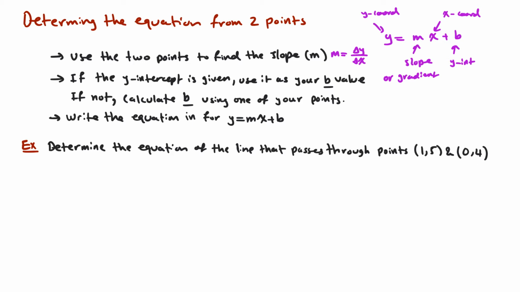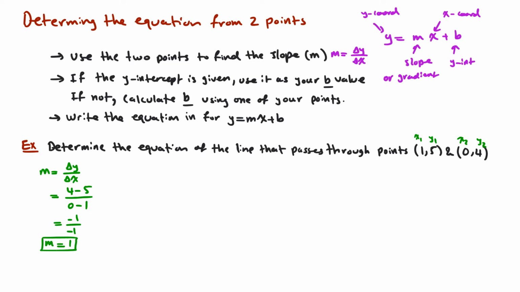Now, our first step is to find the slope of the line. So looking at our points, this is x1, y1, x2, y2, and we can determine our slope using delta y over delta x. We know that delta y is y2 minus y1, so that's 4 minus 5 divided by x2 minus x1, which is 0 minus 1. So the slope is negative 1 over negative 1, which is just equal to 1 when you simplify it.